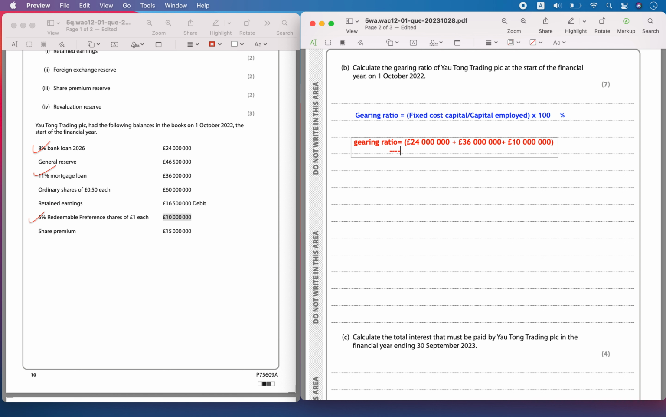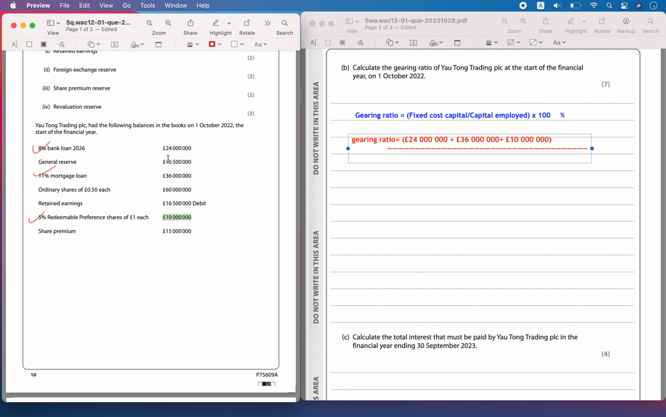Next you have the capital employed. What is the capital employed? It is the total debt plus equity. What are the total debt and equity you have? Everything coming under the shares or retained earnings is going to come under your equity, and debt is also going to come under the capital employed.